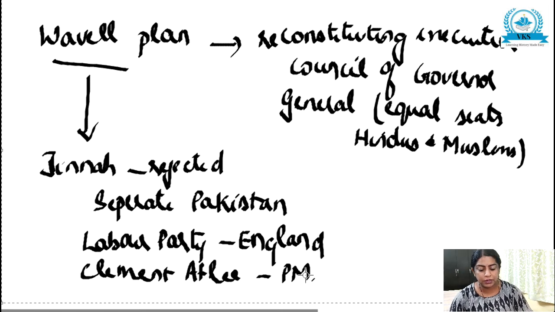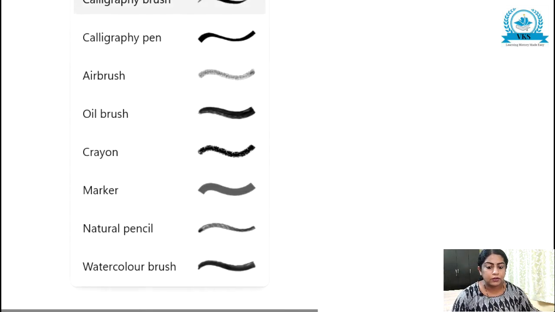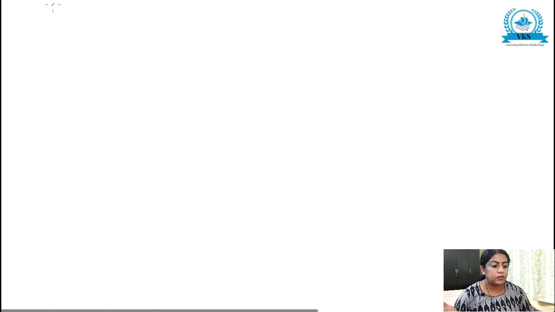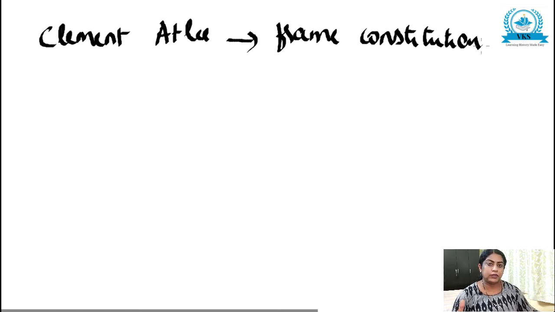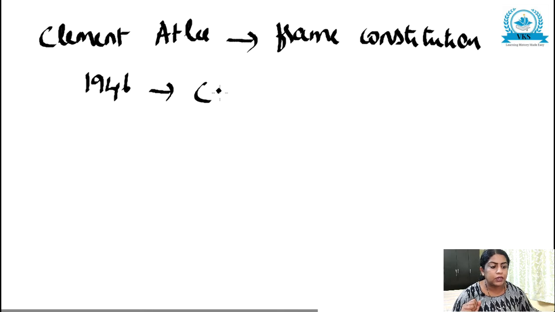And after Clement Attlee became the Prime Minister, he admitted the right of Indians to frame a constitution for free India. So Clement Attlee finally agreed that Indians have the right to frame a constitution for free India. And in 1946, it was announced that a cabinet mission will be sent to India.